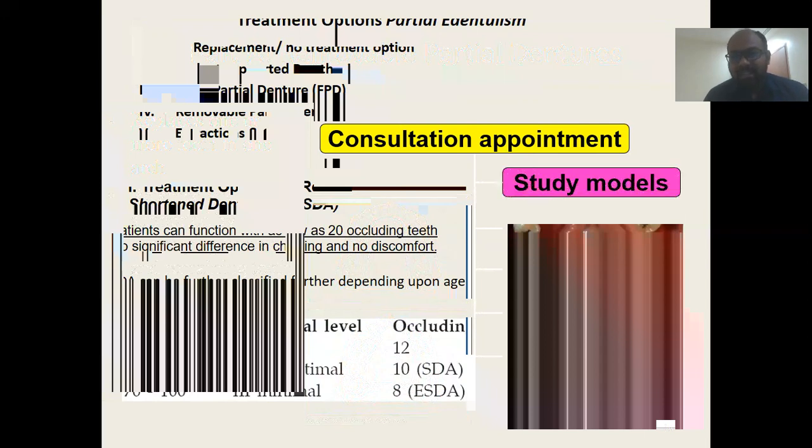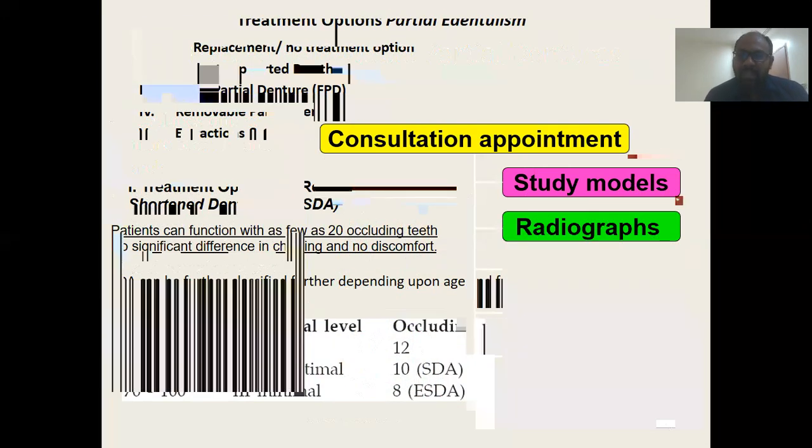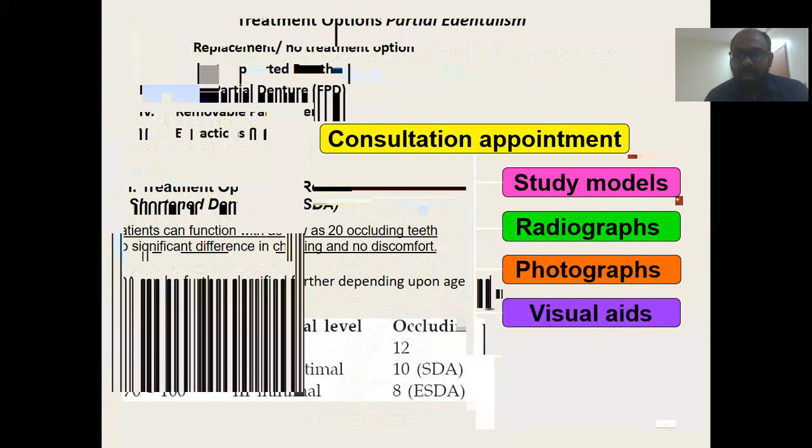All this is discussed during the consultation appointment. When the patient walks in for the first appointment, we make study models to study the existing nature of the teeth and the occlusion. We also make radiographs so that we understand the support of the remaining teeth, and whether there is any existing pathology within the supporting structure or the bone. We also take photographs to study aesthetics, and we use visual aids to explain to the patient how the treatment outcome is going to be.